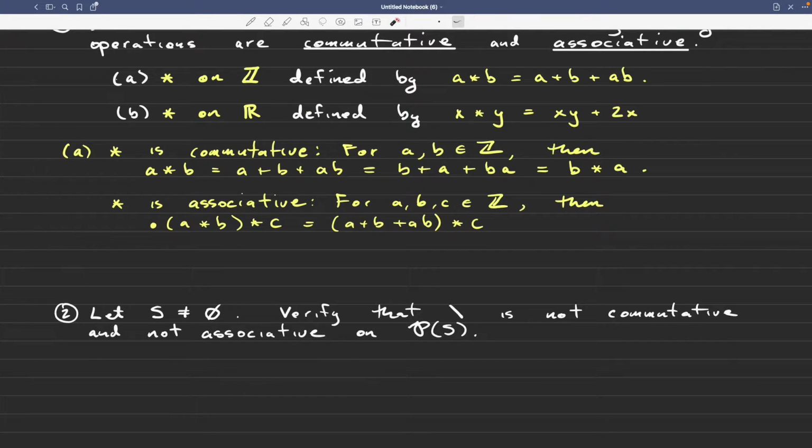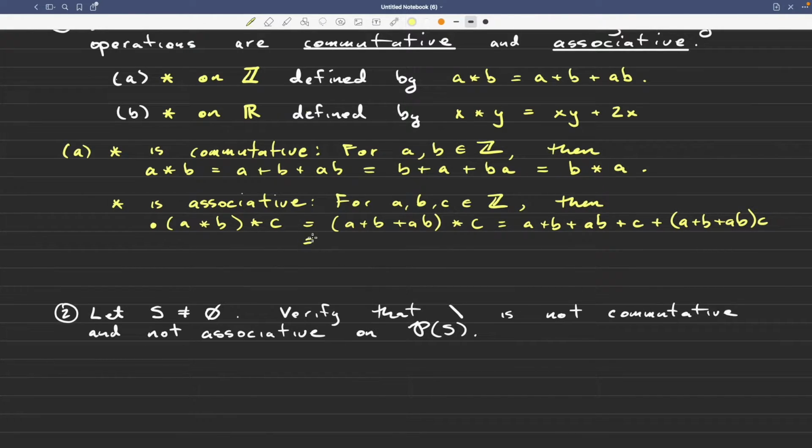Now, the trick is, in the formula for A star B, this is going to be playing the role of A, and then C will be playing the role of B. So you just substitute into that formula the big expression for A, and then C goes in place of B. Then you'd have A plus B plus AB plus C, plus the product of those two things. So it'd be A plus B plus AB times C.